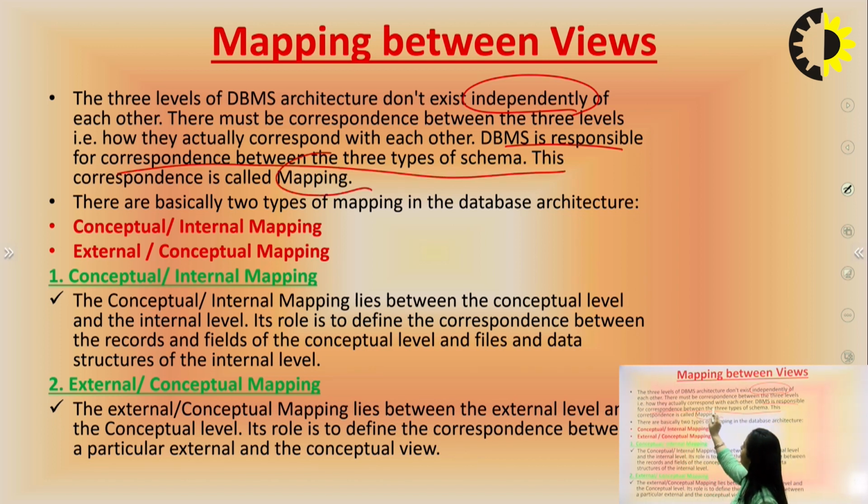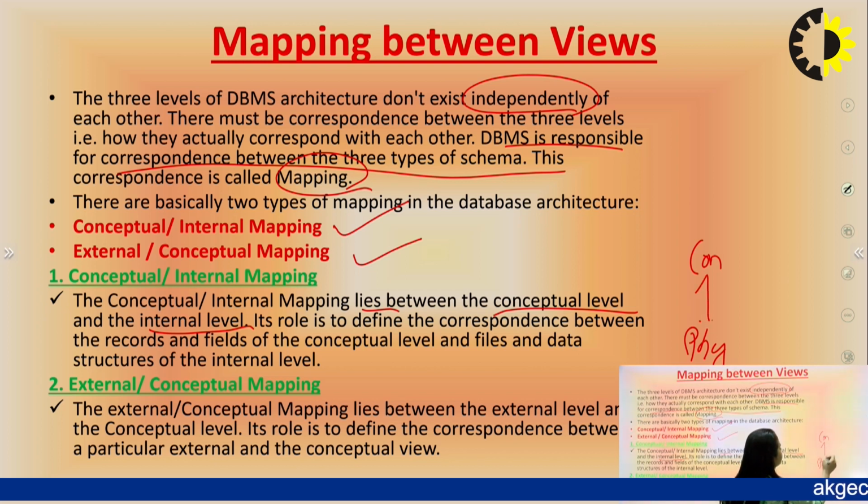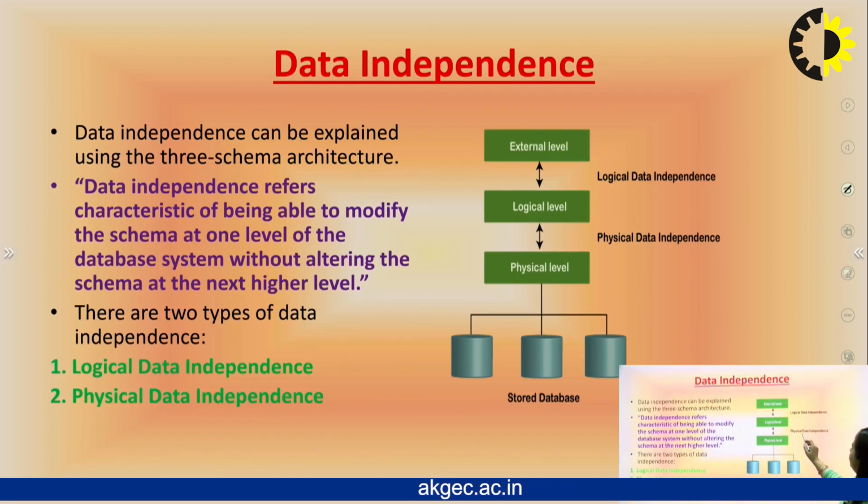This is called mapping. We have two types of mapping: one is conceptual, one is external. Conceptual mapping lies between the conceptual level and the internal level, here the physical level and the conceptual level. This mapping lies between these two levels. And next is your external or conceptual mapping. This is between the view level and the conceptual level.